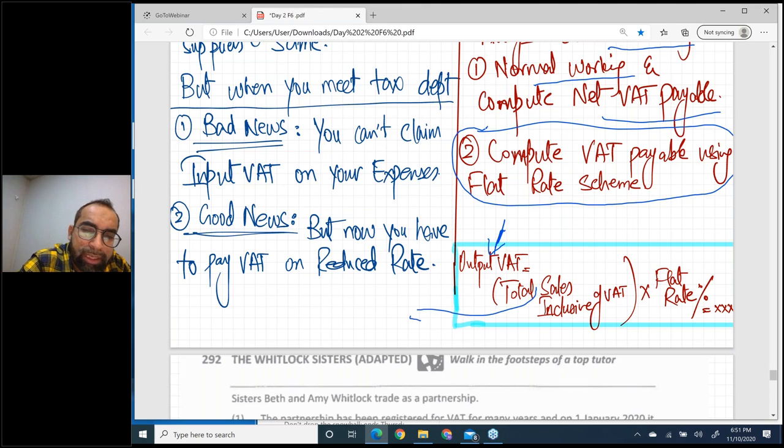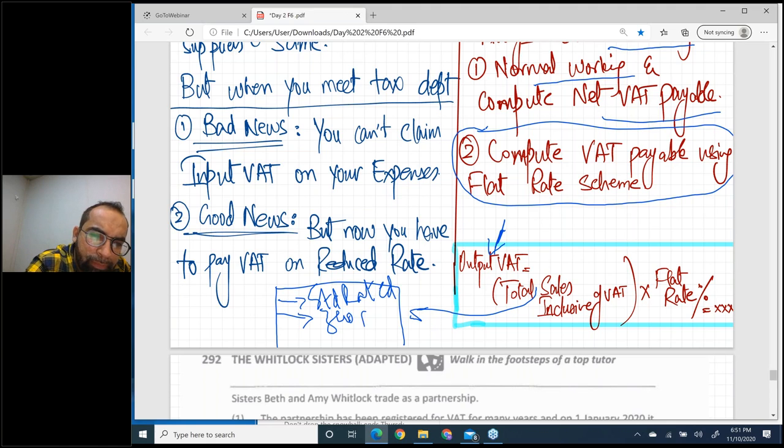Students ask, sir, what do you mean by total sales? Total sales means the sum of all sales: standard rated, zero rated, and exempt. Although I know and you also know that we haven't collected any output VAT on zero rated and exempt, yes, you have to include them here, because the flat rate is basically a reduced rate. So output VAT in the flat rate scheme is total sales inclusive of VAT multiplied by the flat rate percentage.